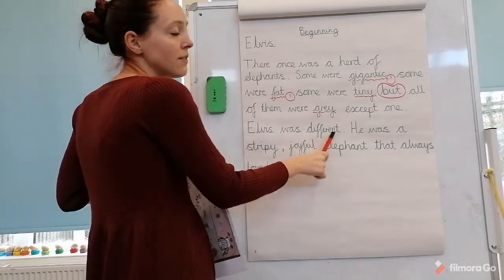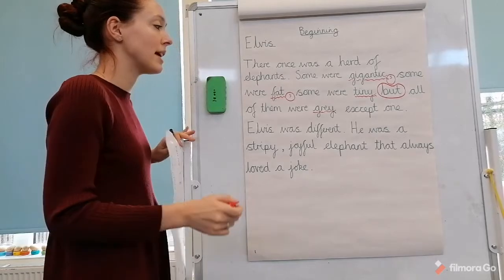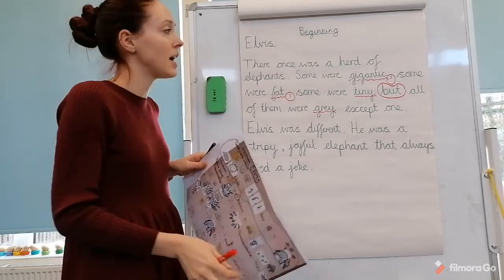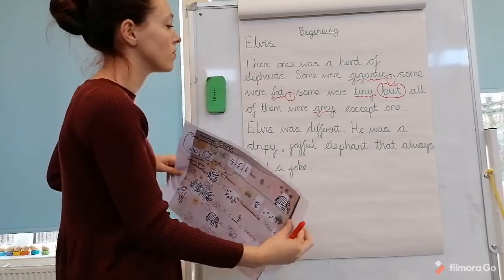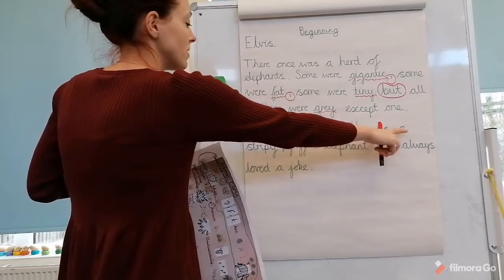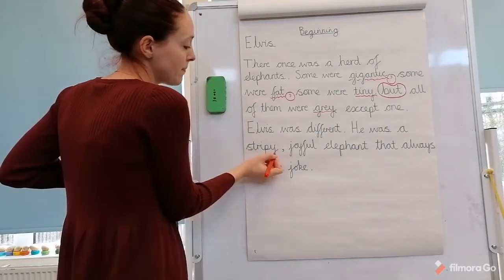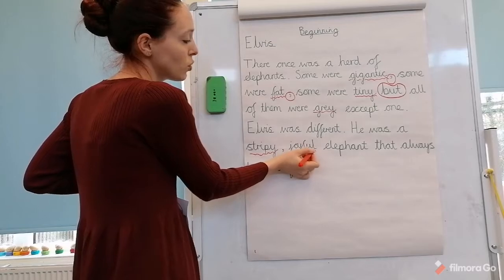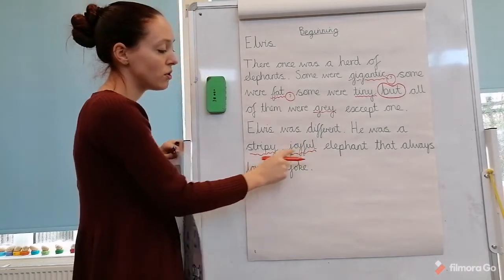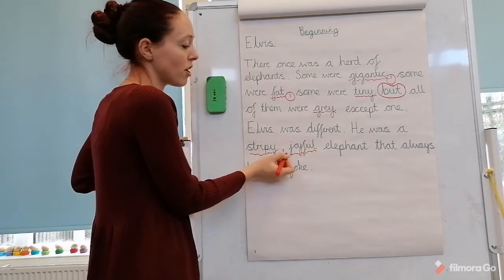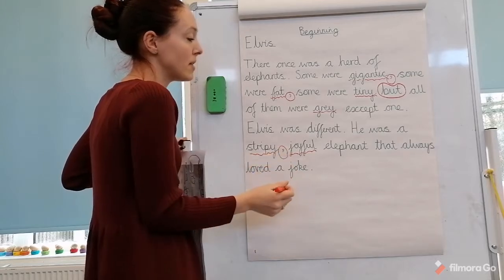Elvis was different. There's only 3 words in that sentence, and that's okay because it helps to create the effect in our story. He was a stripy, joyful. So because again I've got 2 adjectives there to describe, I've put a comma in the middle.